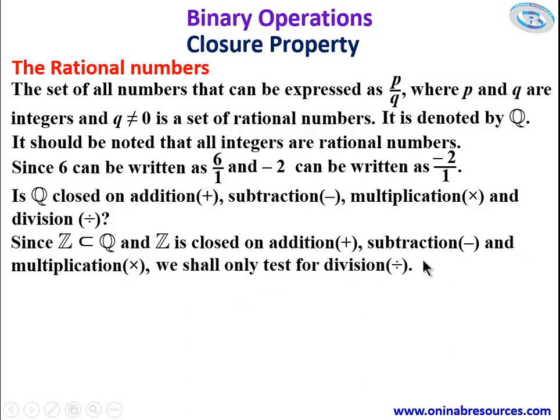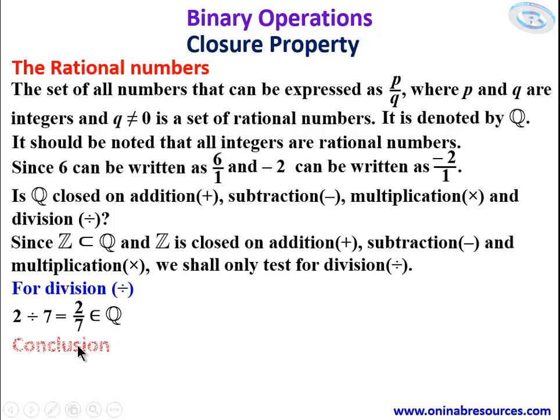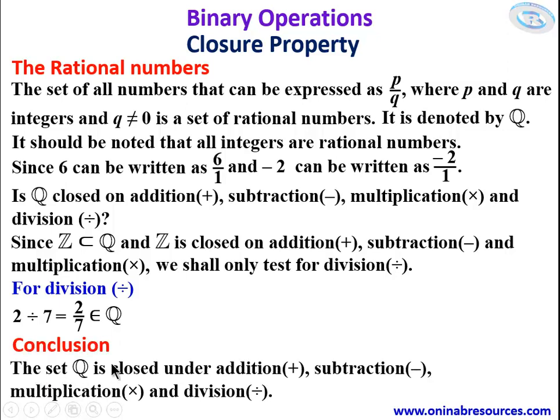We shall only test for division. So for division, if we have 2 divided by 7, that will give us 2 over 7. So it is in the form of p over q, where p is 2 and q is 7. So this 2 over 7 is an element of rational numbers. So we now conclude that the set Q is closed under addition, subtraction, multiplication, and division operations. So that is all for the rational numbers.